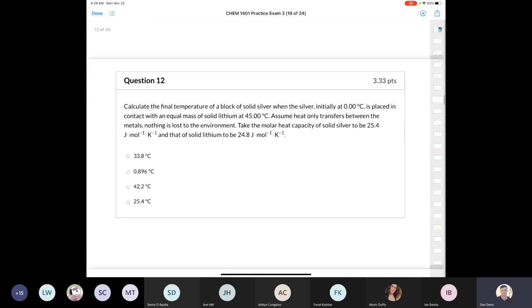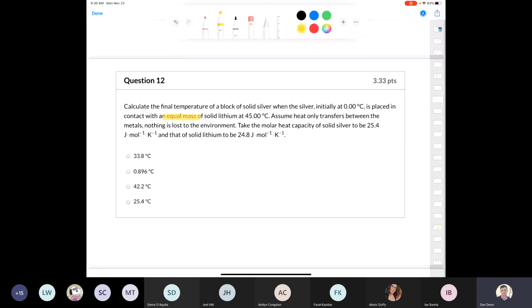Question 12 says, calculate the final temperature of a block of solid silver when the silver, which is initially at 0 degrees Celsius, is placed in contact with an equal mass of solid lithium at 45 degrees Celsius. So that means the silver is going to gain heat, right? And the lithium is going to lose heat.